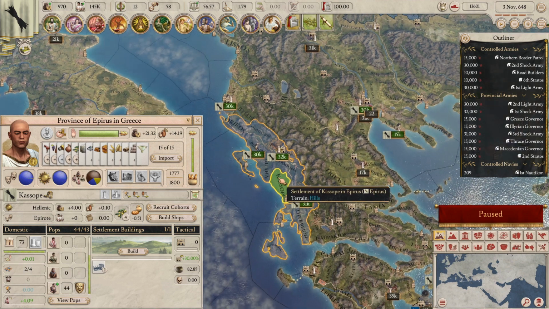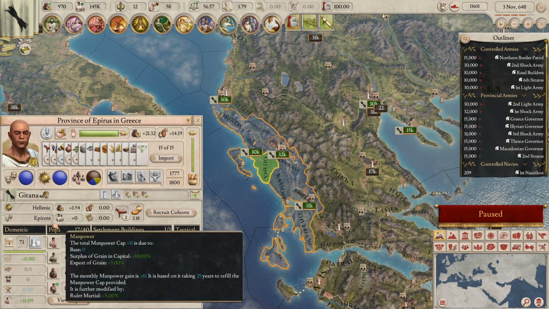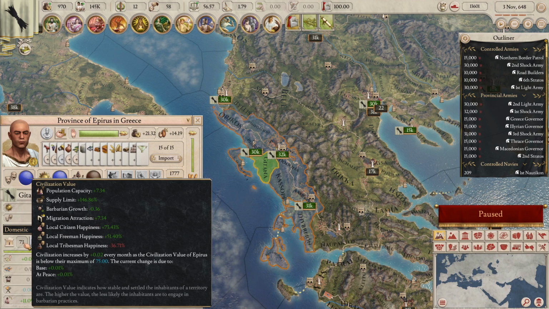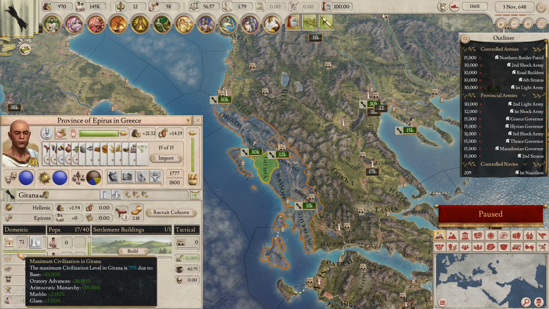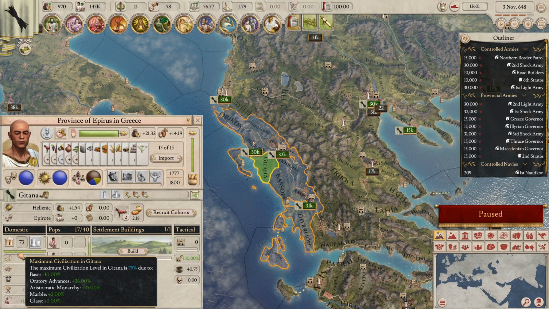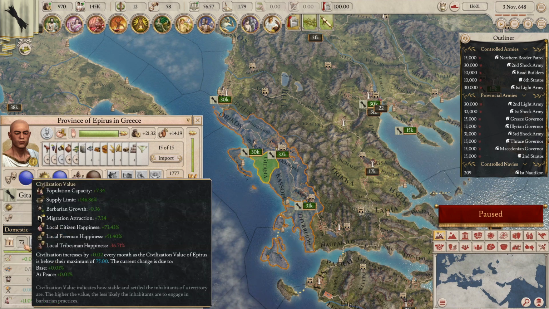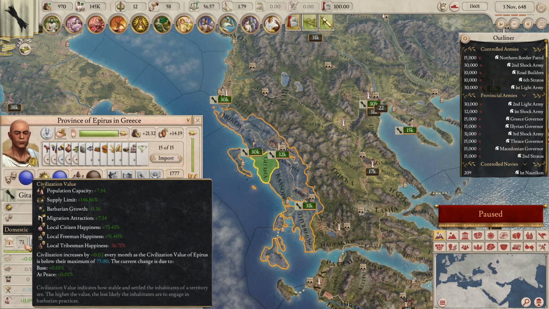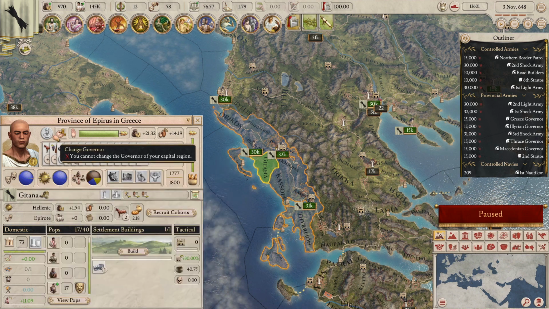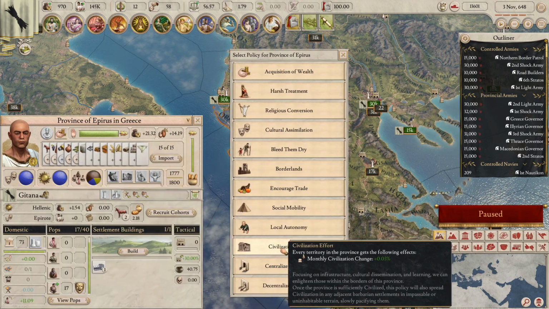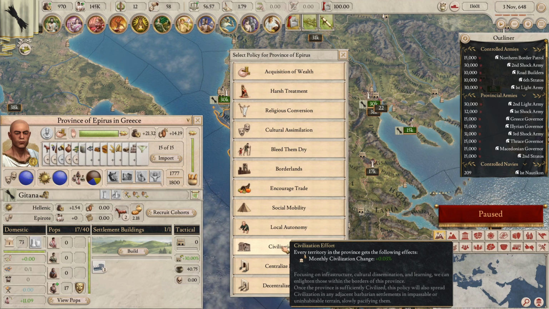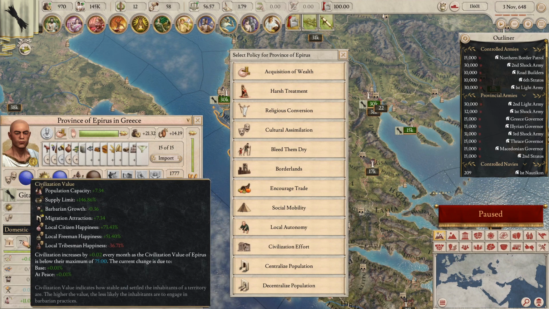This can be seen if you click on any territory in a province and then move over to the domestic section. Here you can see your civilization value, and underneath the bar you can see your maximum civilization level and how fast it actually increases. Basically, every month the civilization value increases by a set amount. Here you can see it's 0.02 per month. If I were to enact the civilization effort, then on that 0.02 per month, it would add another 0.03, therefore increasing the monthly gain of civilization to 0.05.